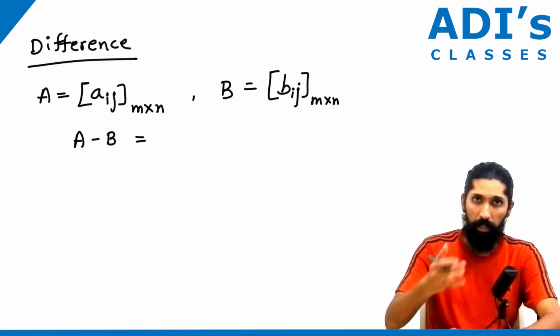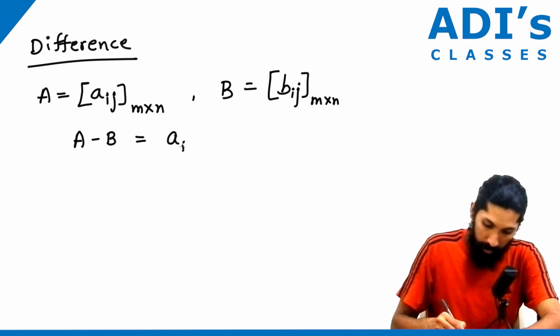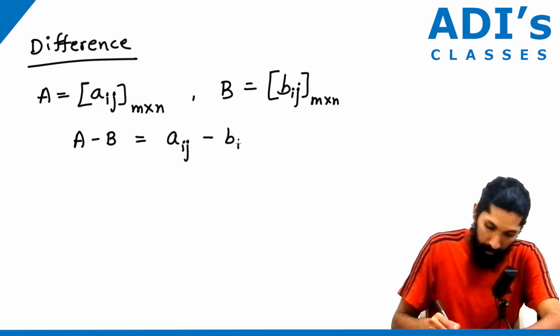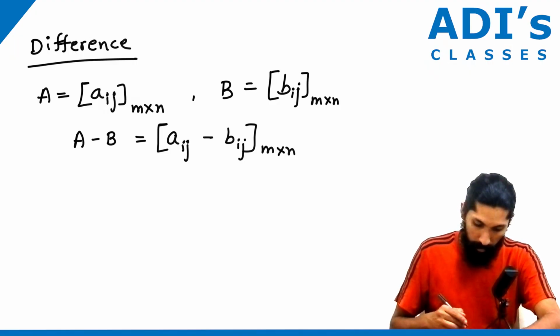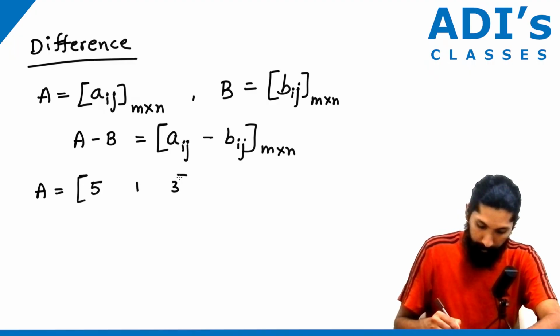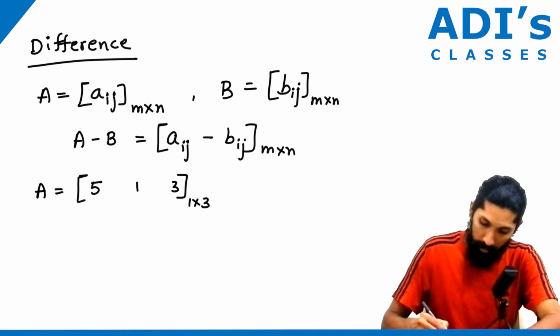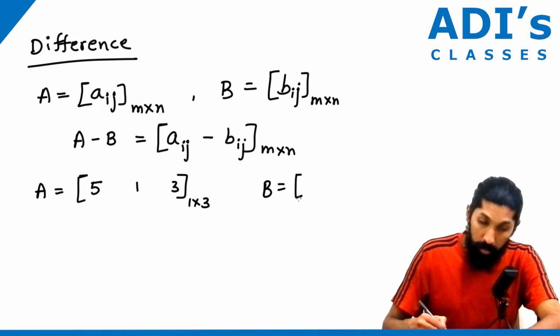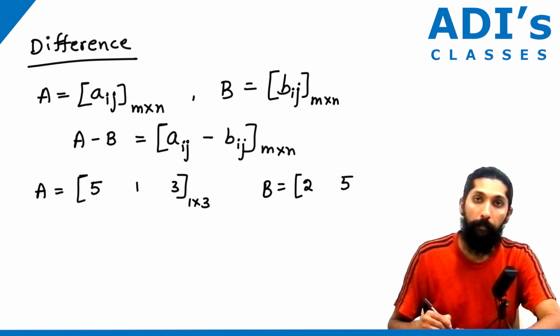Now let's take an example. A minus B is going to be Aij minus Bij, with an order of m cross n. Let's take a very simple example. Suppose matrix A is equal to, we'll take a different type of matrix, 5, 1, 3. This is 1 cross 3, a row matrix, correct? Say matrix B is also a row matrix: 2, 5, 1.